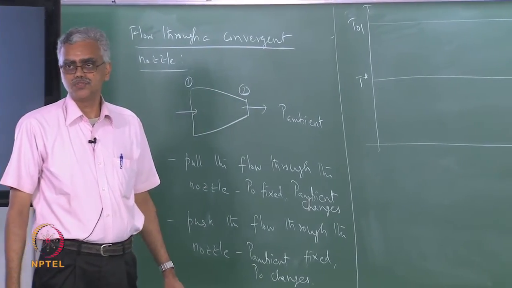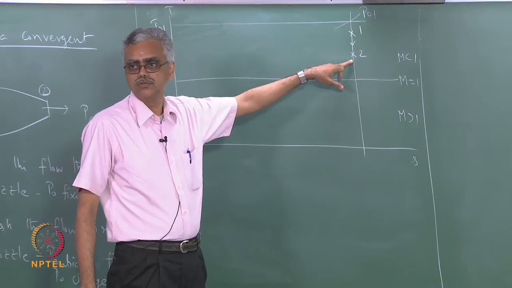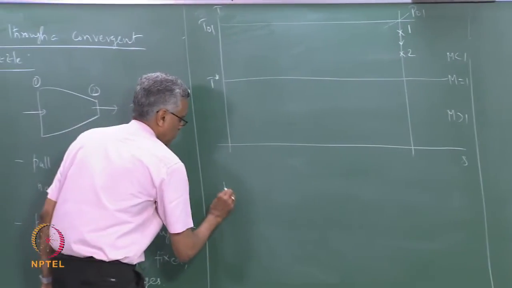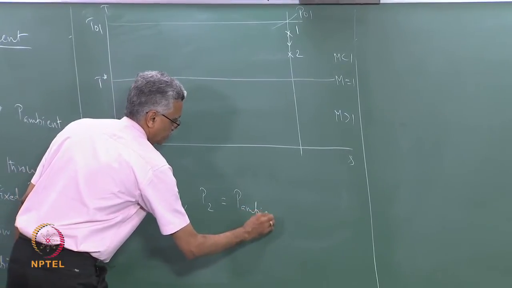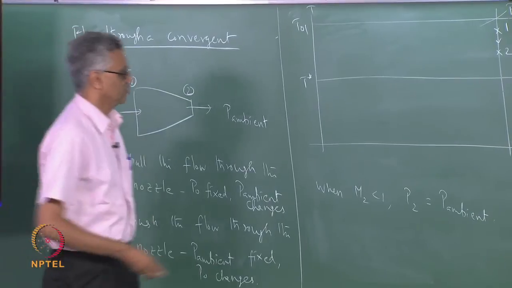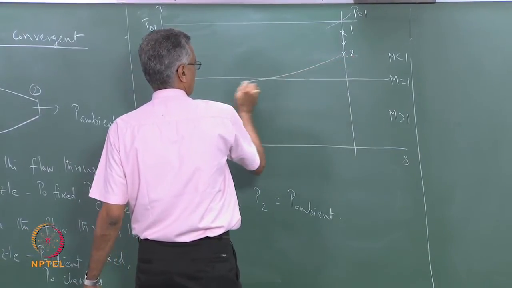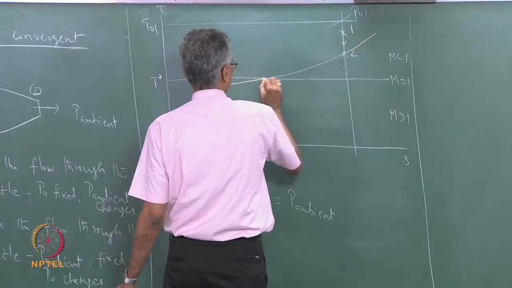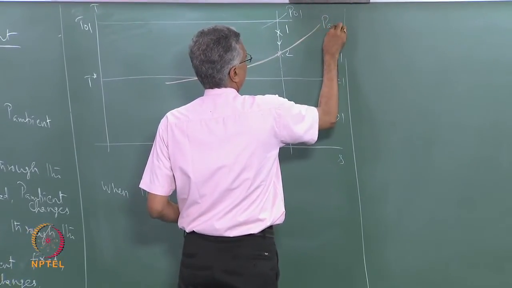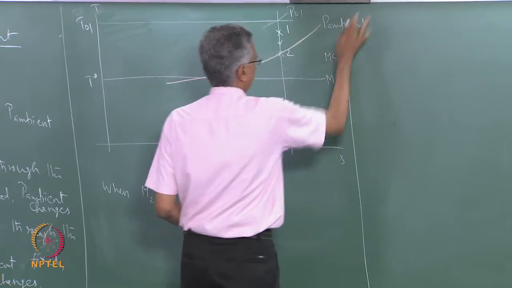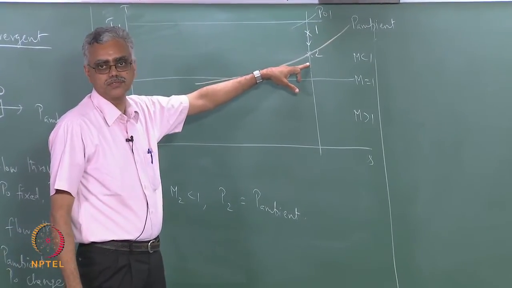Remember, the ambient pressure is fixed. When the Mach number is subsonic, the exit pressure is always equal to the ambient pressure. When M2 is less than 1, P2 is equal to P ambient. So I can draw the isobar corresponding to P ambient like this. This is my isobar corresponding to P equal to P ambient. You can see that the exit pressure P2 is equal to P ambient in this case.